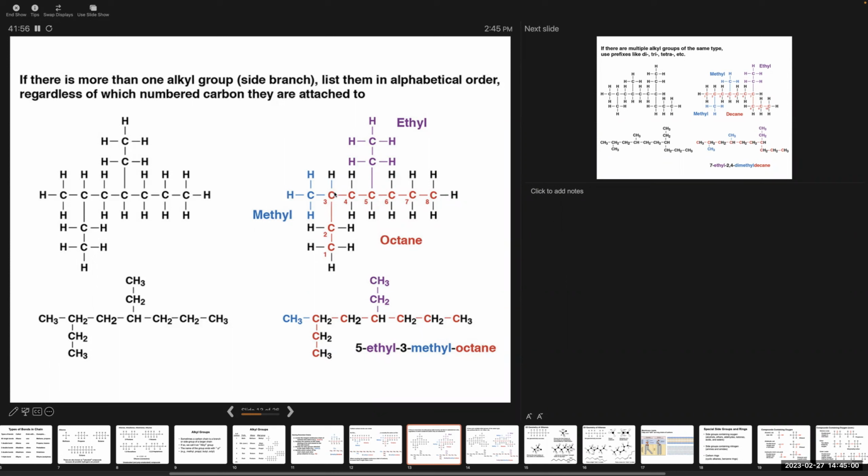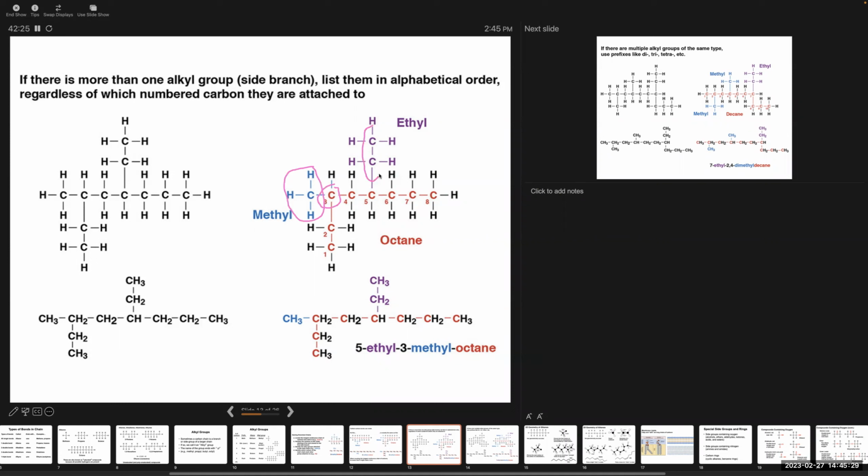So then, once I've numbered my main molecule, I know that it's octane. I've got a continuous chain of 8 carbons, all attached by single bonds, so it's octane. That makes this side branch a methyl group. So it's a 1 carbon side chain attached to the number 3 carbon of the octane molecule. So that's 3 methyl.